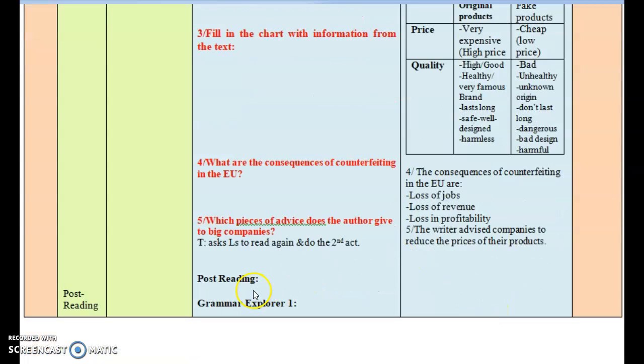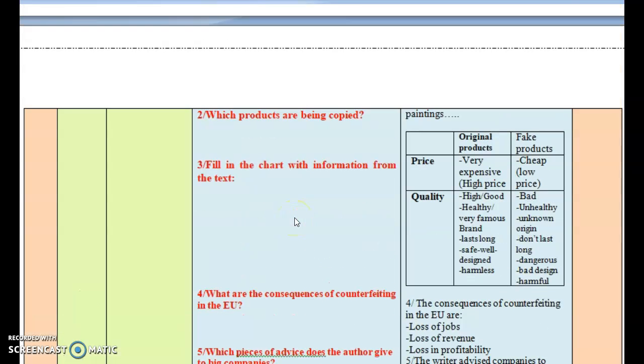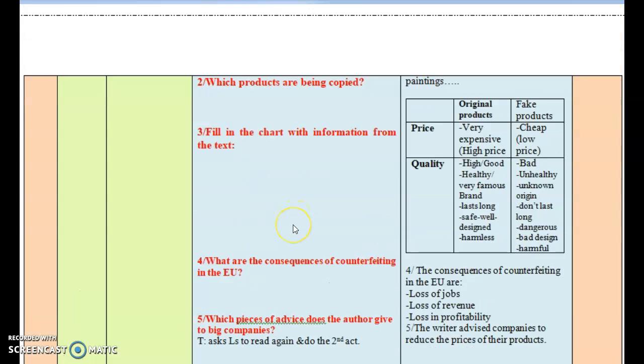Now, the post-reading here will be the grammar lessons. So we are exploiting that text for presenting grammar lessons for that unit, for that sequence.